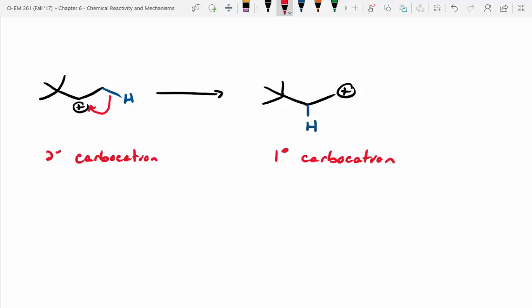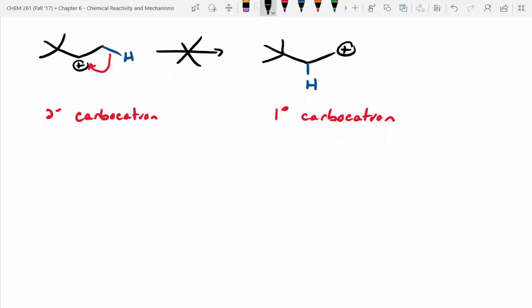It's never going to go down in terms of stability, right? So if anything, we want to go from primary to secondary, or even better, secondary to tertiary, but we don't want to get closer to primary. So this reaction just will not occur at all. However, a rearrangement does occur, so let's try to figure out what might be going on.